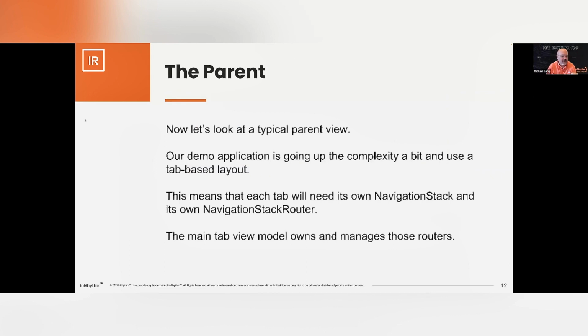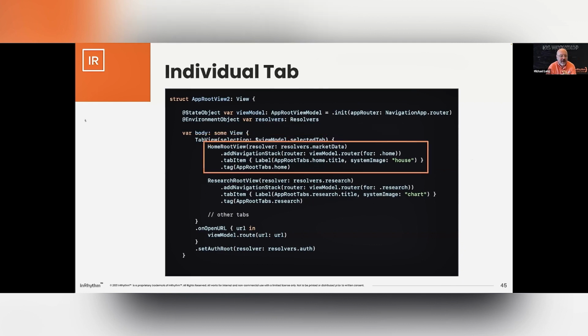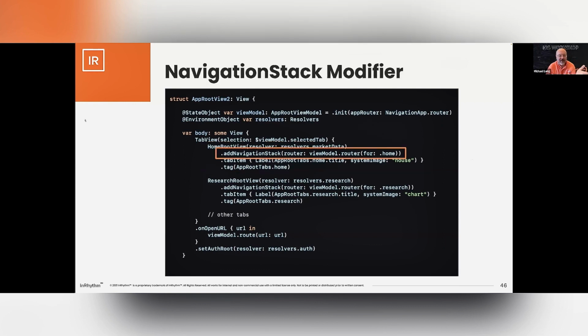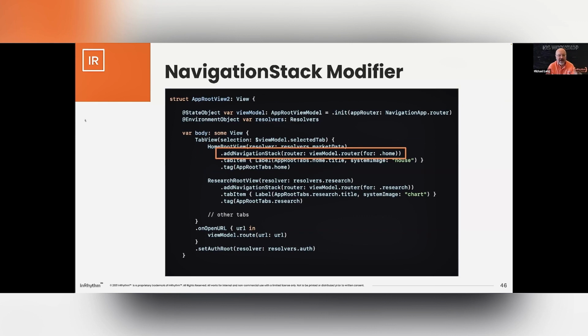And so our main tab view is going to own and manage all these things. If you look at this code, I've got a tab view, and my tab is bound to my selected tab in my view model. And then I've got a view that I'm going to navigate for that tab item. And I've got a modifier that I've added here just to make things a little cleaner. Basically, this is saying that we're going to take our view that we have here, wrap a navigation stack around it, and use this router that we're passing in for it. And that's going to let us handle our navigation.